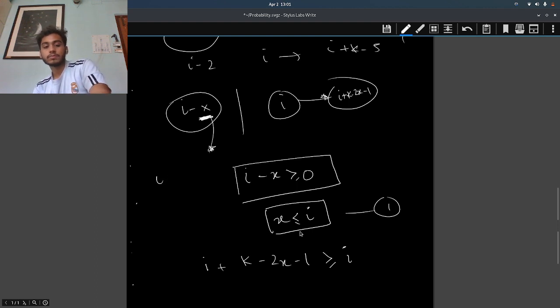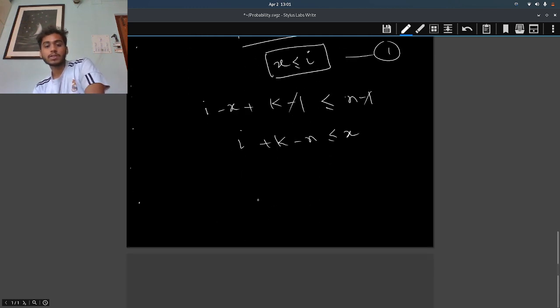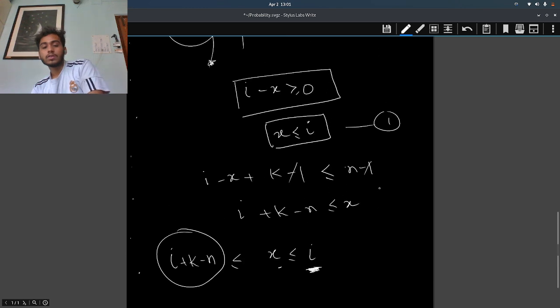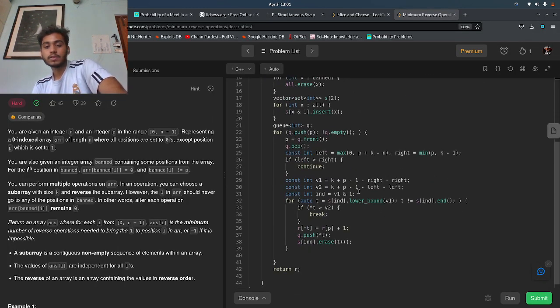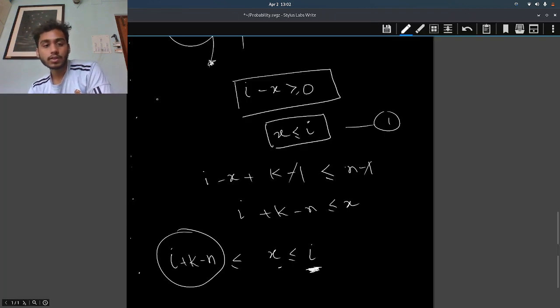No, wait, another condition will be, like from I minus x we have to go k lengths further, right? And this should be less than or equal to n minus 1, right? So minus 1 cancels out, so x turns out to be I plus k minus n. So basically x ranges from I to I plus k minus n, right? This is one condition which I have written. Now I am trying to find out which values I will be connected with.